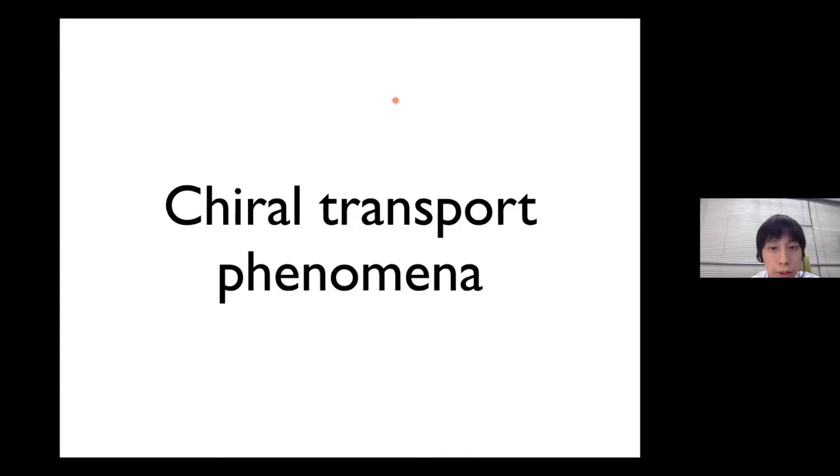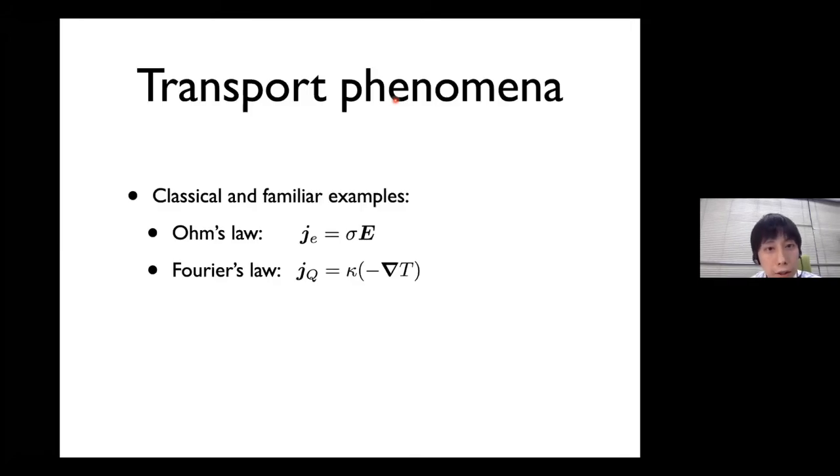Okay, so let us first start with the chiral transport phenomena. I think you should be familiar with the everyday-life transport phenomenon, that is, the ohmic current. The electric current is induced by the electric field, and this is the electrical conductivity. This is known as Ohm's law. And also, we know that if we have a gradient of temperature, then the heat current flows proportional to this gradient of temperature, and this is known as Fourier's law. So they are the classical and familiar examples of transport phenomena.